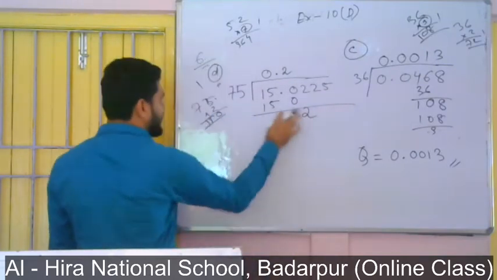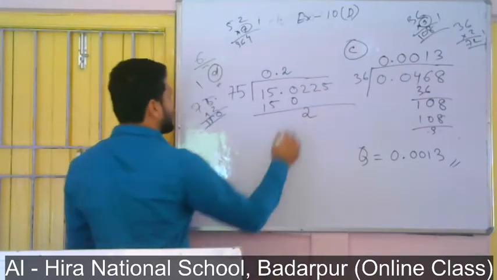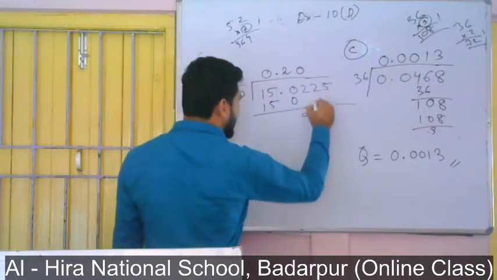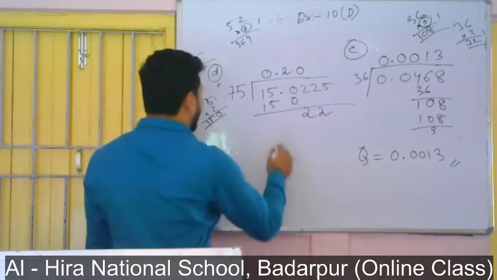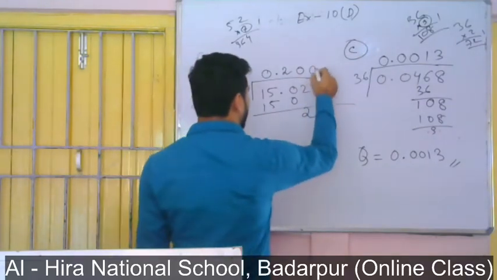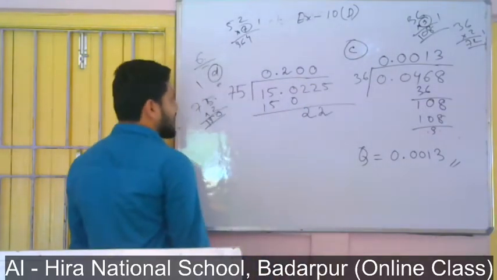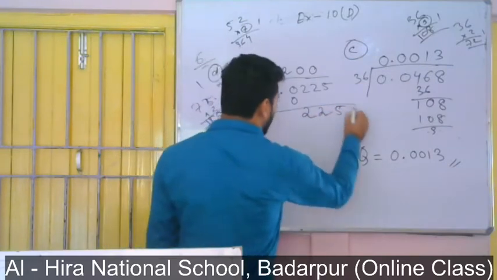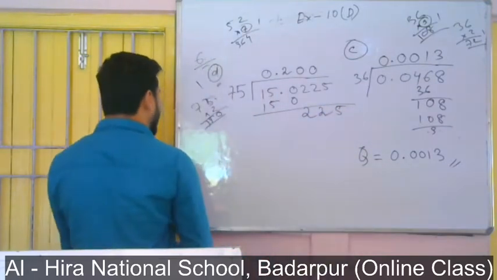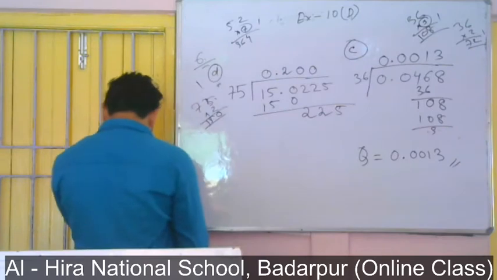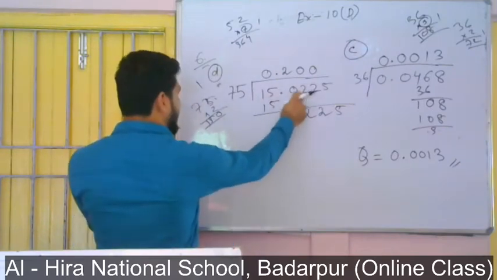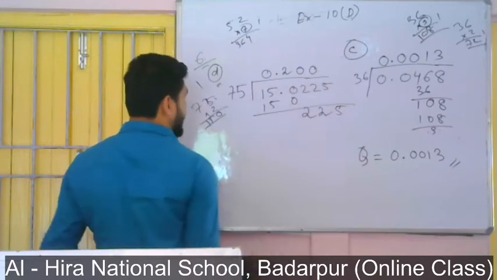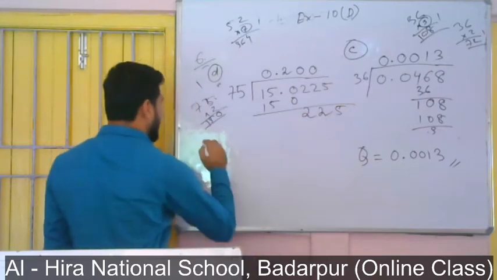Now we'll take 2. You see 2 is not divisible, so we'll put 1 0 to take these 2. Again it is not divisible, so we'll put 1 0. Now we'll take 5. Then let us check with 5.